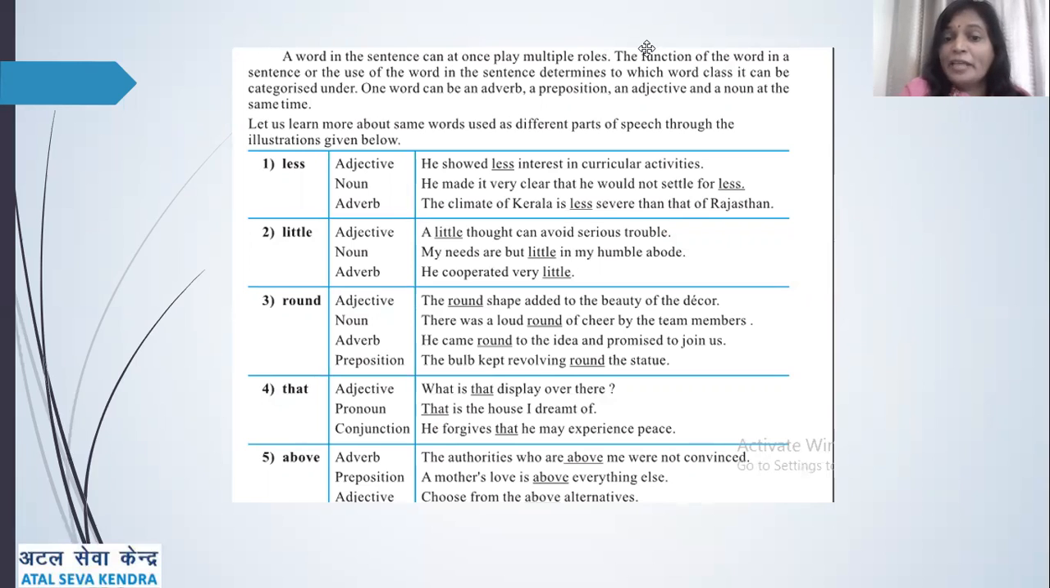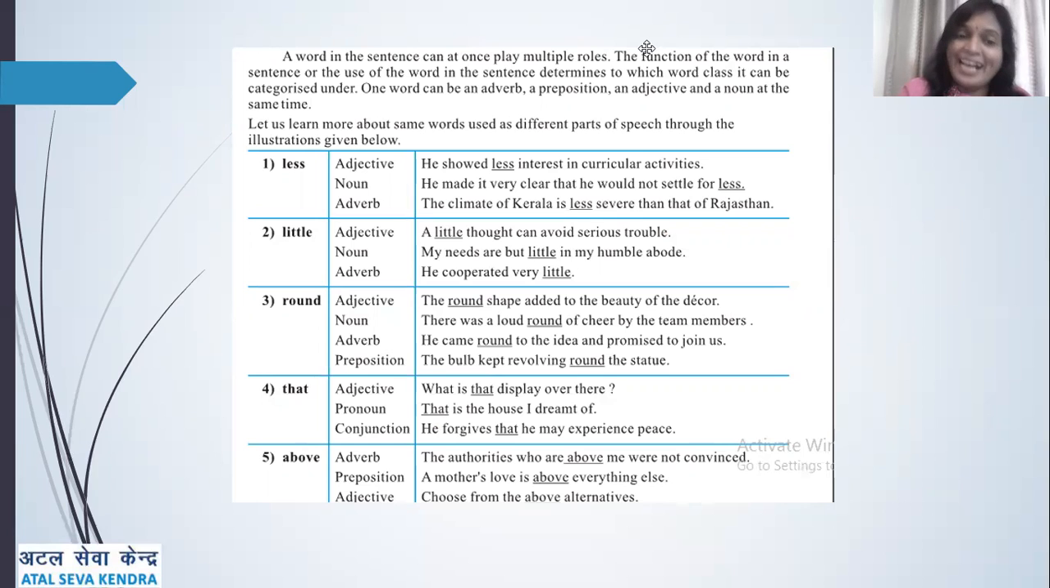Similarly, round can be used as an adjective. The round shape added to the beauty of the decor. As a noun, there was a loud round of cheer by the team members. Adverb: He came round to the idea and promised to join us. Preposition: The bulb kept revolving round the statue.